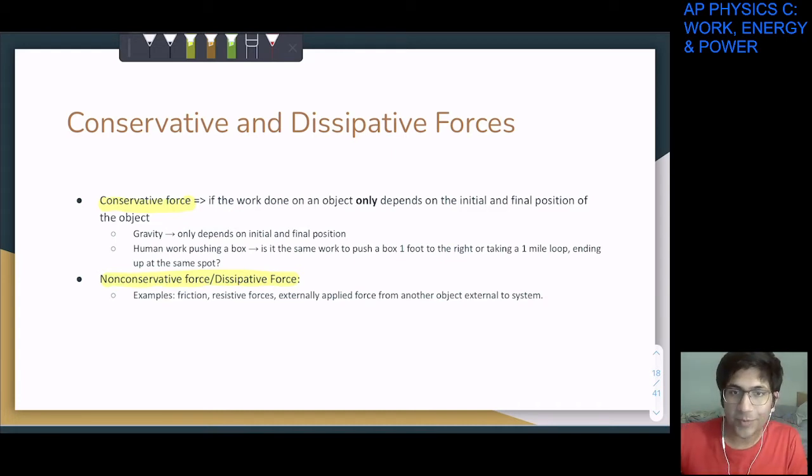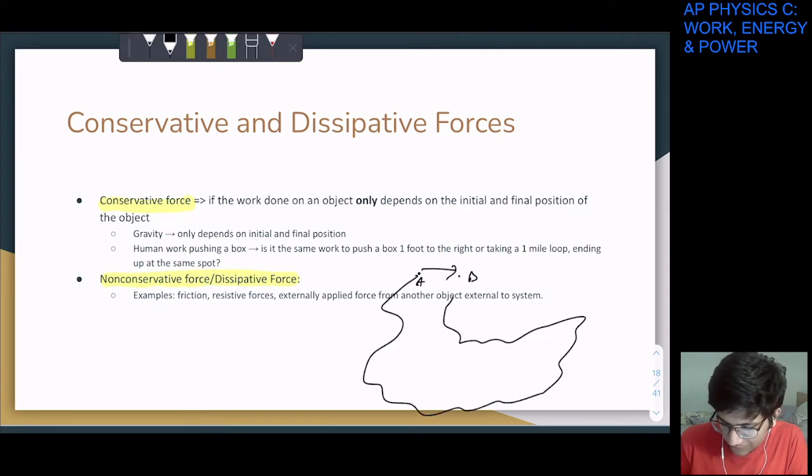Now, what about a human pushing on a box? If you were to push a box 1 foot to the right versus pushing a box an entire mile, do you think the work you performed is the exact same? Like pushing a box from point A to point B, either directly, or traveling a mile with the same start and end point but a different path. Do you think you performed more work? Yeah, you probably did. It took a lot of effort to push the box, a lot of friction involved. In fact, friction is the first example of a non-conservative force.